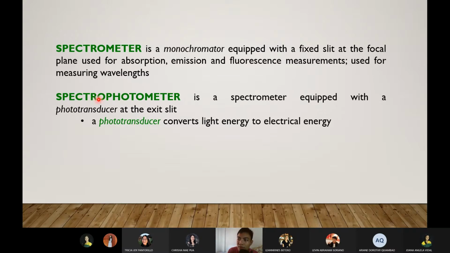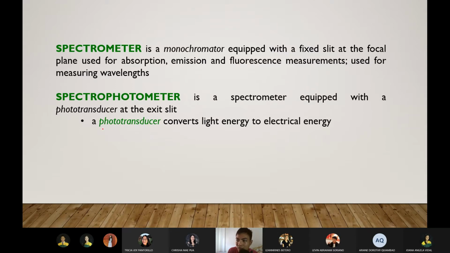Pag sinabi namang spectrophotometer, okay, so nadagdagan yung word natin. So, ito rin yun. Spectrometer lang din yan. But, in this time, when we have a spectrometer, we are equipped with what's called a phototransducer. When we say phototransducer, these are mechanical devices that convert light into electrical energy. And this actually uses the concept of photoelectric effect. That concept gave Einstein his Nobel Prize.